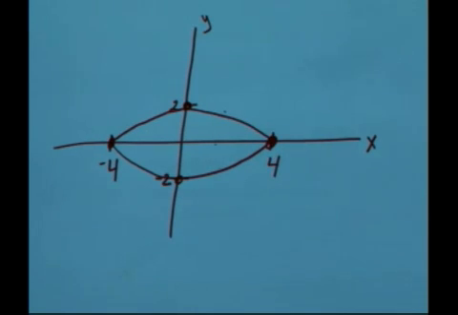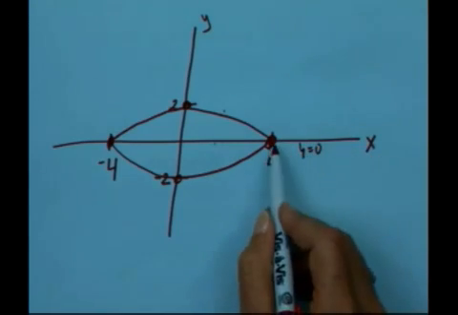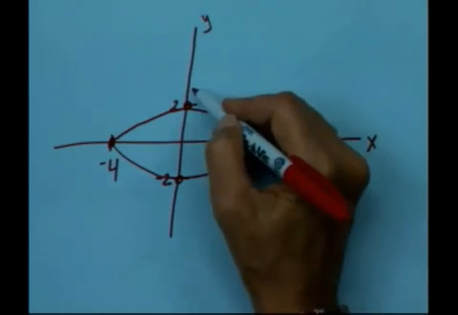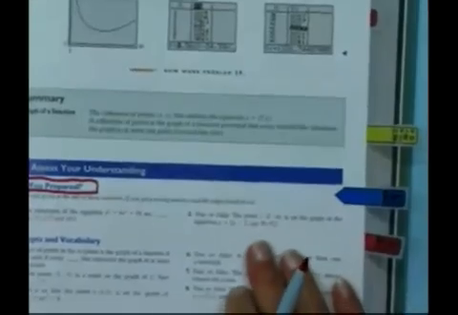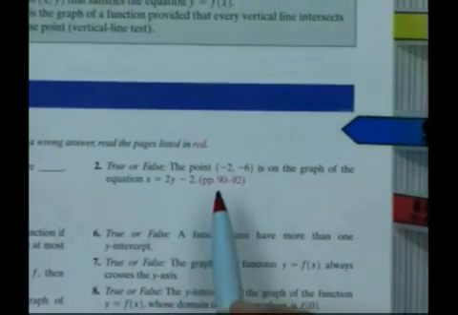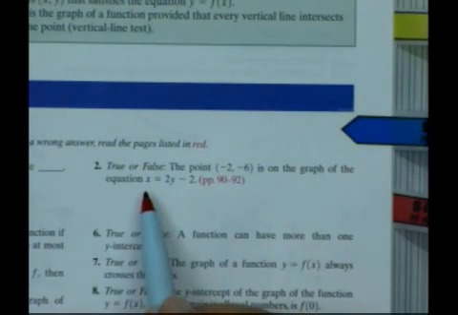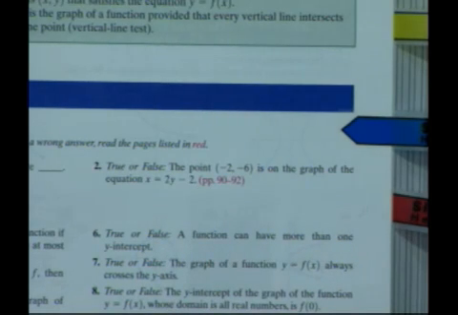x and y intercepts. To find the x-intercept, remember the y value is equal to 0, solve for x. For the y-intercept, the value for x is equal to 0 and solve for y. Okay, let's go to our next are-you-prepared question. True or false? Give you a second to work this one out. The point (-2, -6) is on the graph of the equation x equals 2y minus 2.